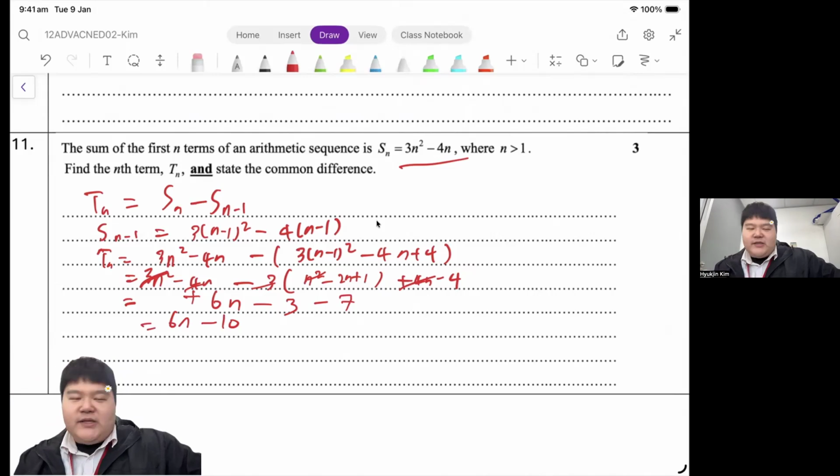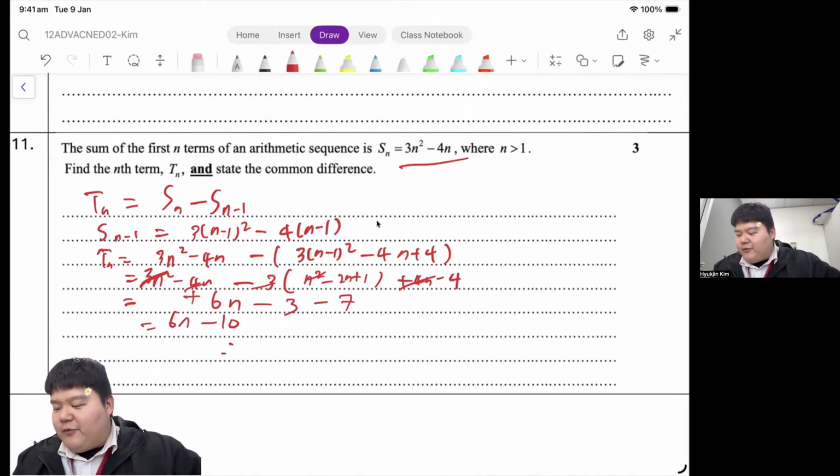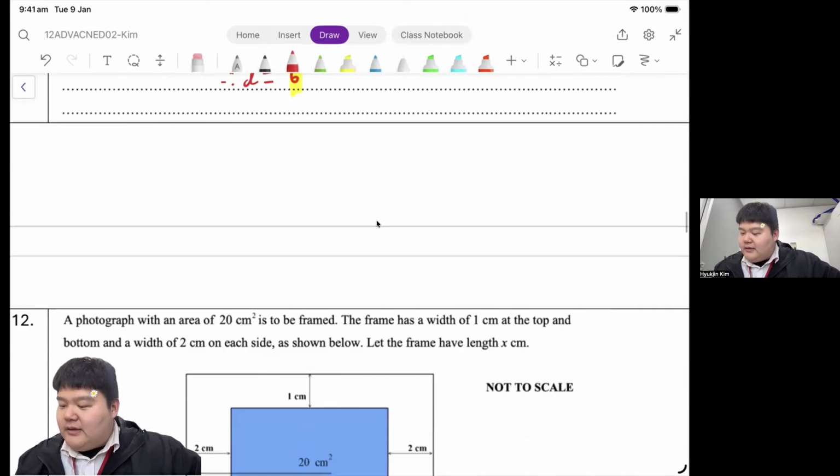But now, what do you notice? This means each time n increases, the term increases by 6. Therefore, the common difference is 6. That's the gradient. Okay, that's the gradient formula. All right.